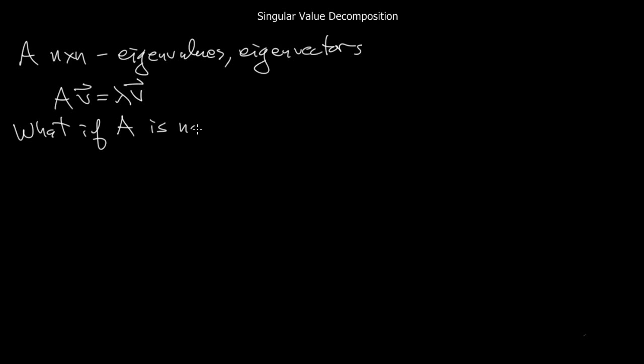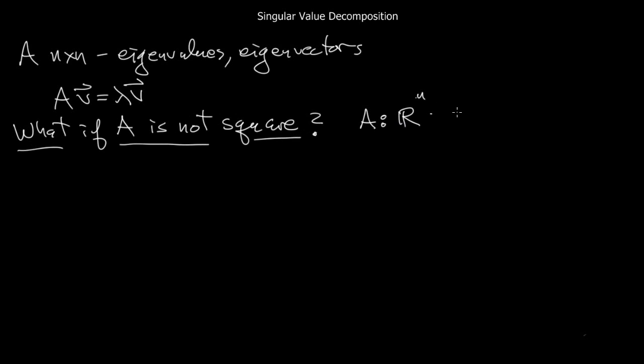Now, the question is what to do if A is not square, and that's what singular value decomposition is about. The problem is that this equation Av equals lambda v doesn't make any sense if A is not square, because A is a map from R^n to R^m, and if n is not equal to m, these are two different vector spaces. So what do we do? Well, that's what the singular value decomposition is all about. It's basically a substitute for the notion of eigenvalues and eigenvectors.